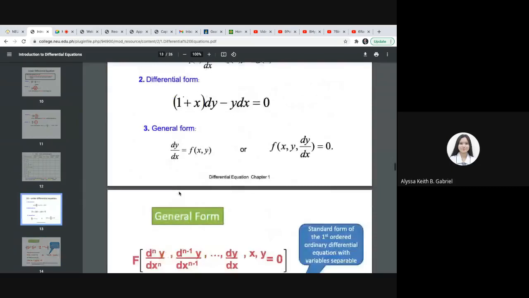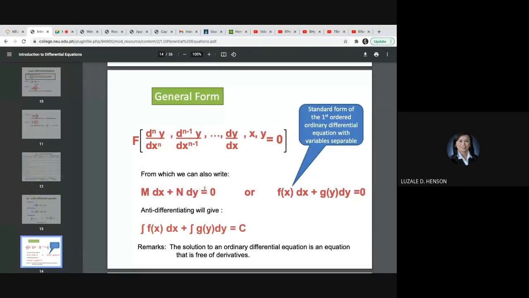Differential form, okay? This one is what you call standard form of variable separable. Why is it called standard form? It's because nakagrupo yung lahat ng x, nakagrupo yung lahat ng y, which is already ready for integration. Kaya ang tawag dito, standard form. Meron kasi tayong mga standard form of Bernoulli equation, standard form of first order linear differential equation.